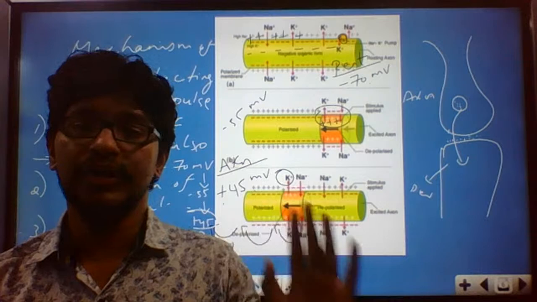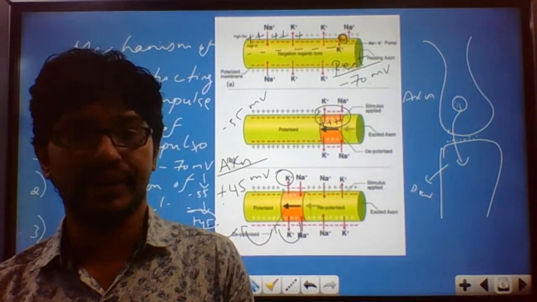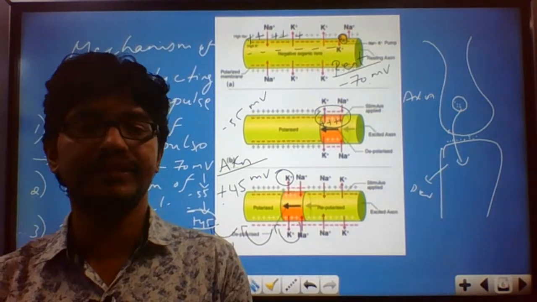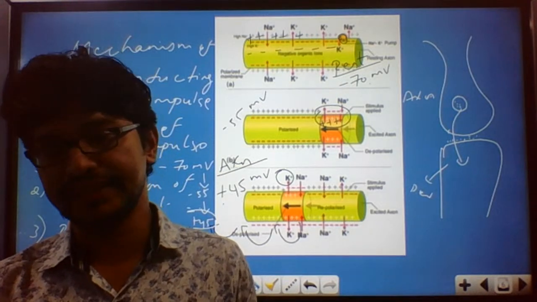In almost the resting condition, outside it is positive, because of sodium. Inside it is negative, because of potassium. During the transfer of impulses only, an exchange of these ions takes place.